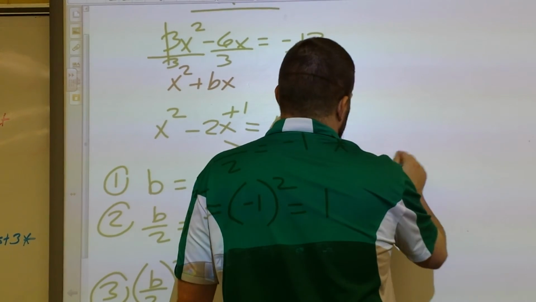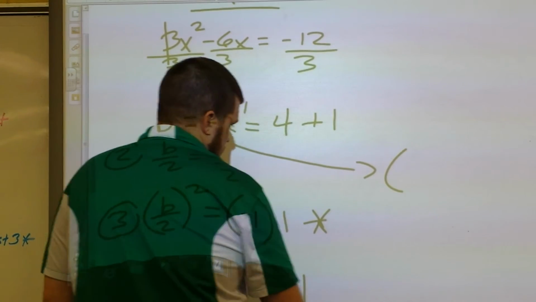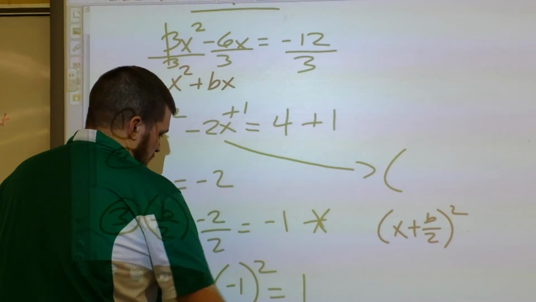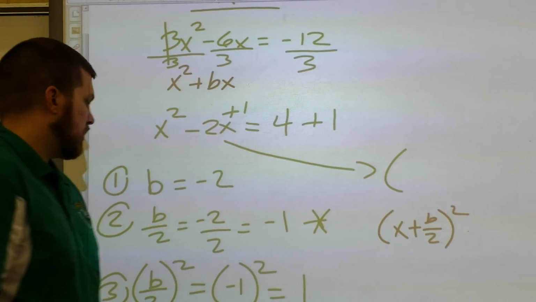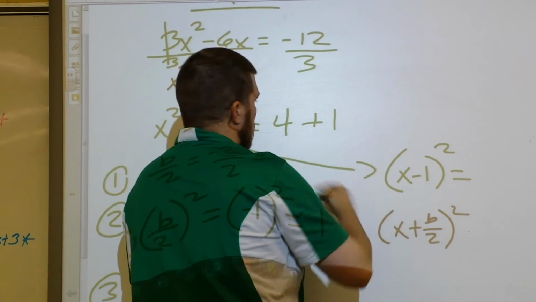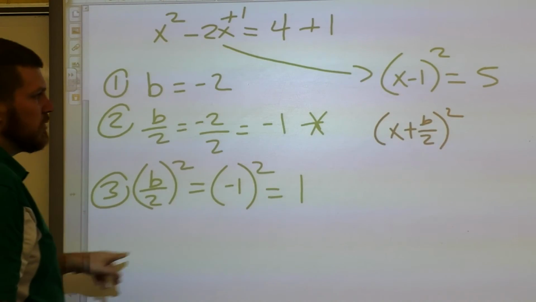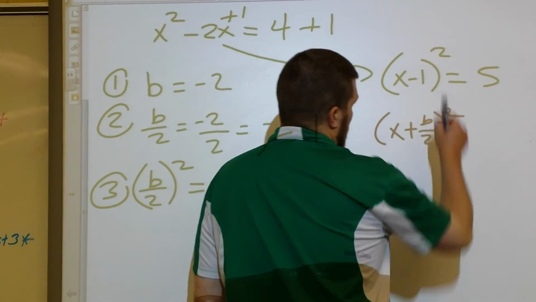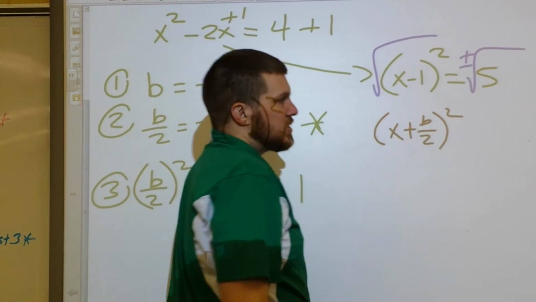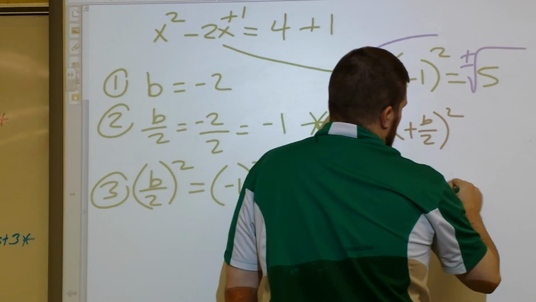So this piece on the left can be rewritten as the square of a binomial using the pattern x plus b divided by 2, squared, which in this particular problem, b divided by 2 was negative 1. So I'm going to have x minus 1 squared, and that's equal to negative 3. Now I want to get rid of my square, so I have to take the square root on each side. But remember, since my power is even, I've got to consider plus or minus. So the square and square root cancel, and I'm just left with x minus 1 equals plus or minus the square root of 5.